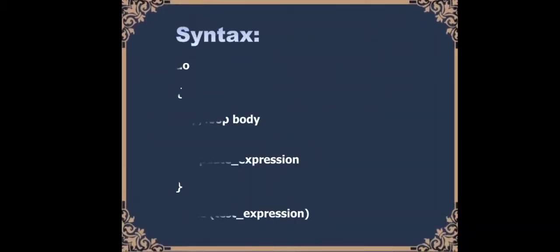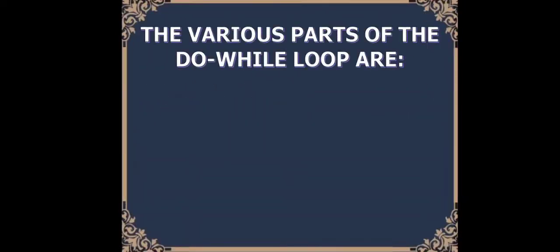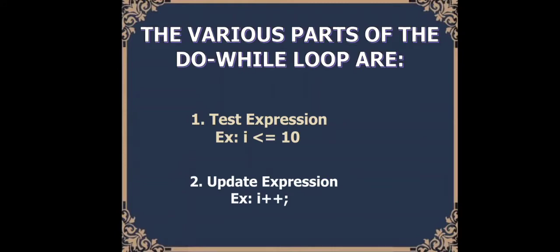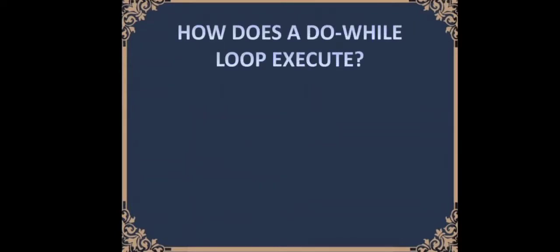Here is the syntax of the said coding. There are two parts of the do-while loop: test expression and update expression. Test expression is where you test the condition. If the condition evaluates to true, then we will execute the body of the loop and go to the update expression. Otherwise, we will exit from the loop. Example is i is less than or equal to 10. The update expression is after the execution of the loop body. This expression increments or decrements the loop variable by some value. Example is i increment.